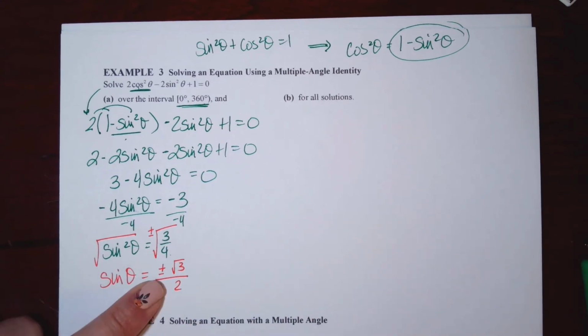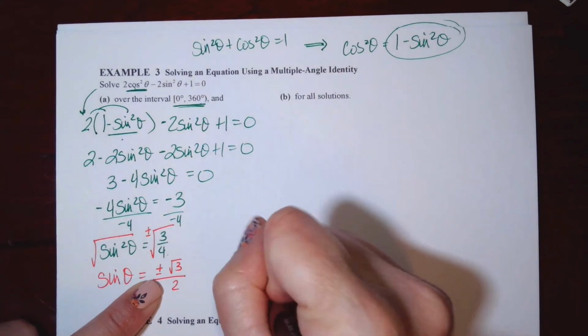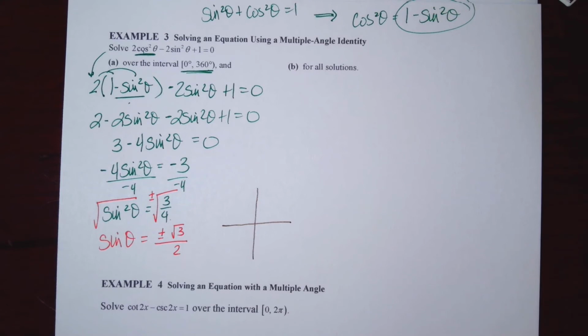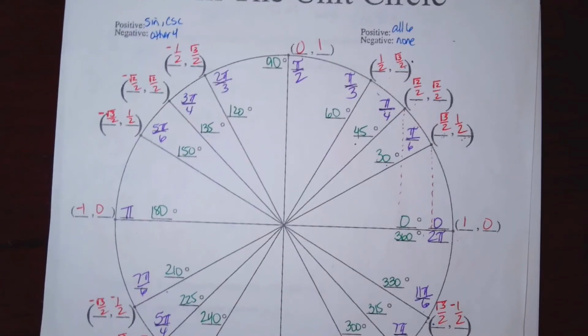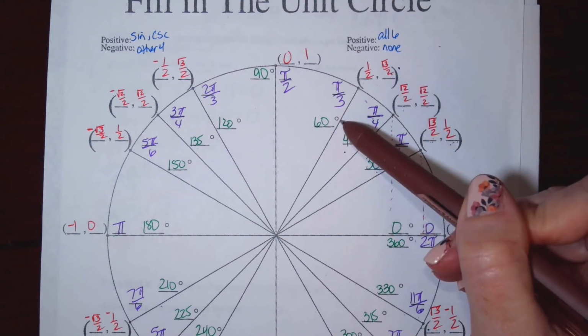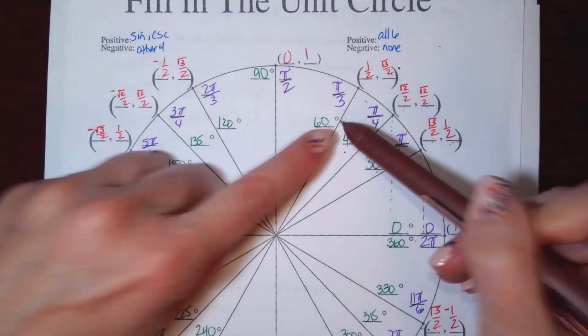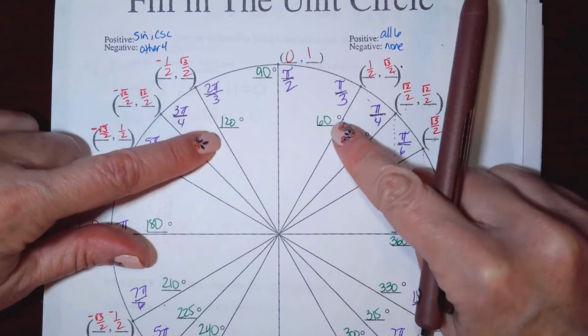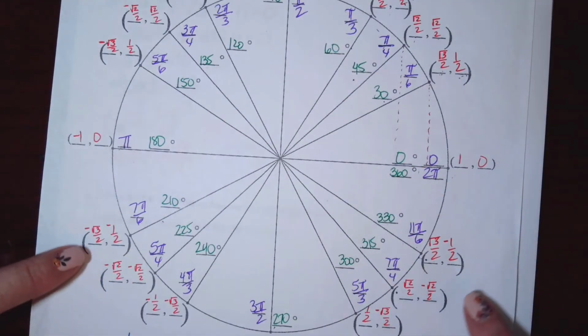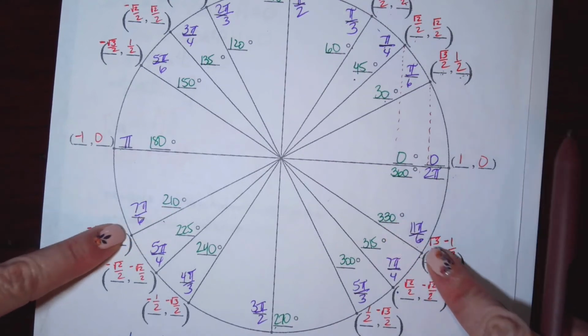In fact, let's look at this. Sine can be positive or negative square root 3 over 2. So let's take a gander at the unit circle itself. Sine is square root 3 over 2 when I'm 60 degrees away from the x-axis. It's positive up here. Positive square root 3 over 2 at these two values. It is negative square root 3 over 2 at these two angle values.